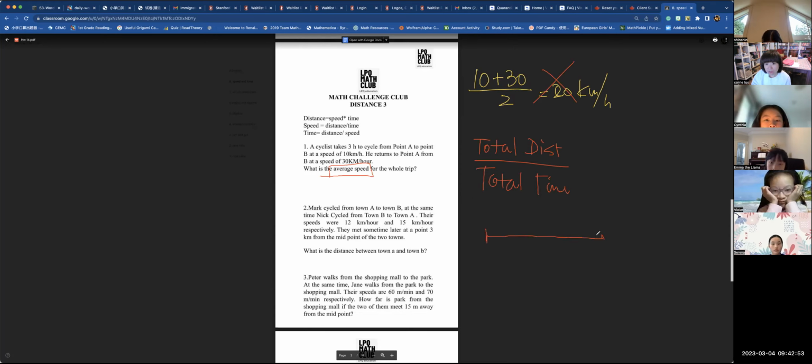So this cyclist, I'm not sure if it's a girl or boy, takes 3 hours to cycle from A to B. With 3 hours, Violet, could you please tell me what is the distance between A and B?